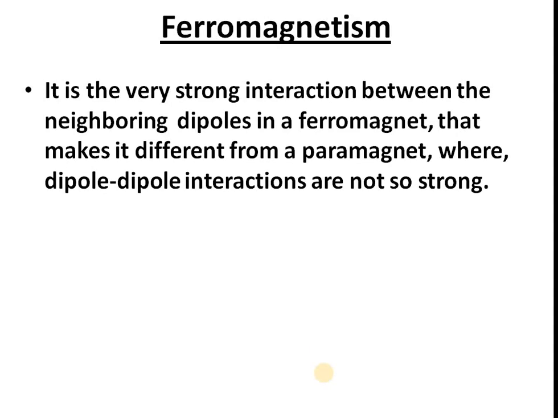And again, it is a very strong interaction between the neighboring dipoles in a ferromagnet that makes it different from a paramagnet, where dipole-dipole interactions are not strong. This is one of the major differences. Dipole-dipole interaction is very strong in ferromagnetic materials. That is why they are readily getting aligned in a particular fashion. This dipole-dipole interaction cannot be explained using classical theory. We need quantum mechanical theory to explain this phenomenon.